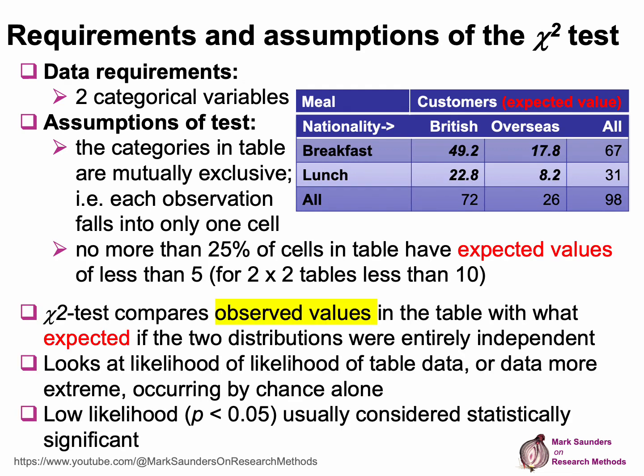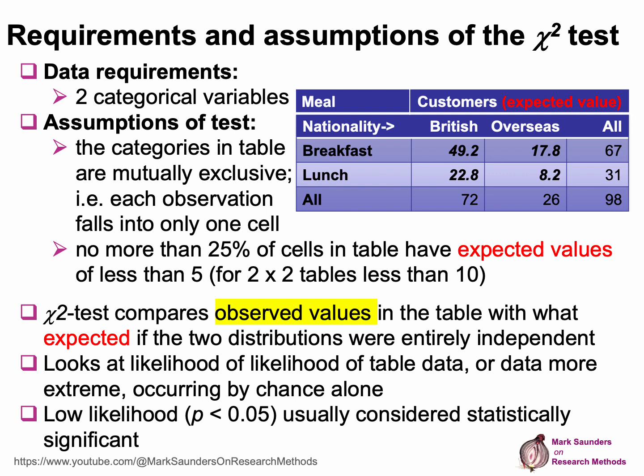The second assumption of the test is that no more than 25% of cells in the tables have expected values of less than 5. Or for 2 by 2 tables like we have here, which has 2 rows and 2 columns, the 2 rows being breakfast and lunch and the 2 columns being British and overseas, expected values of less than 10, and that's no more than 25%. So if we look at the table now, which has our expected values rather than our observed values, we can see that one of the 4 cells has an expected value of less than 10. So that's fine, because that's 25% rather than more than 25%.